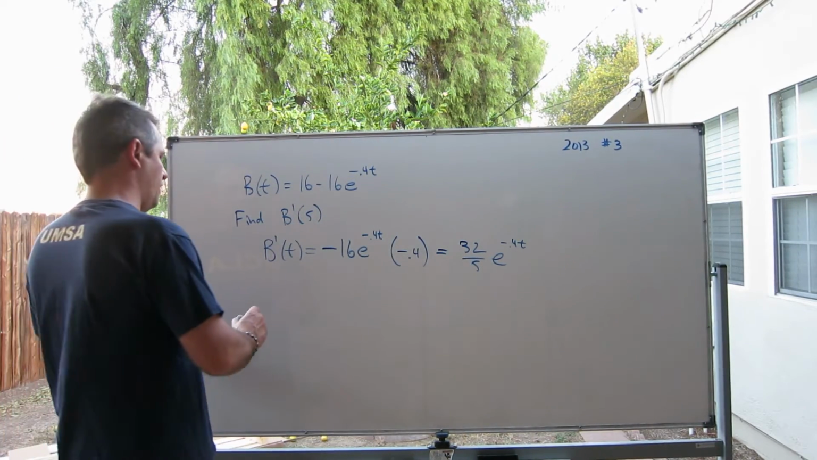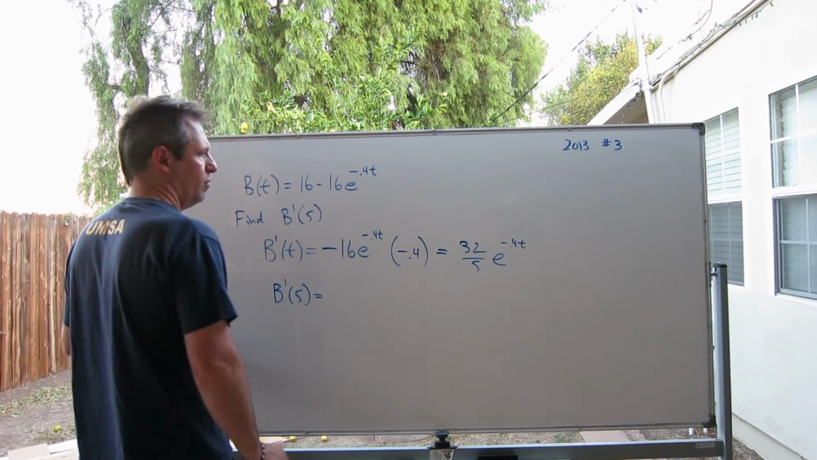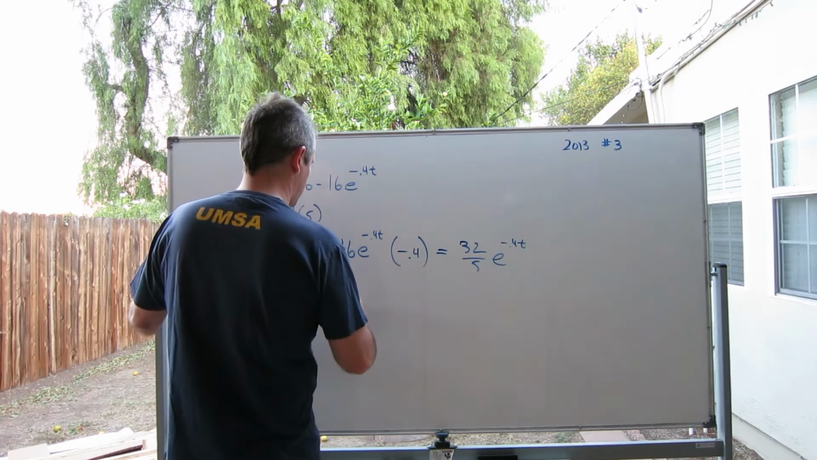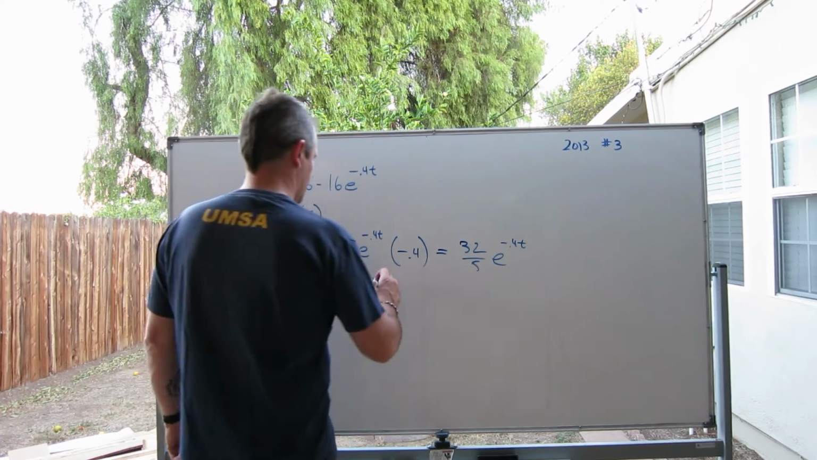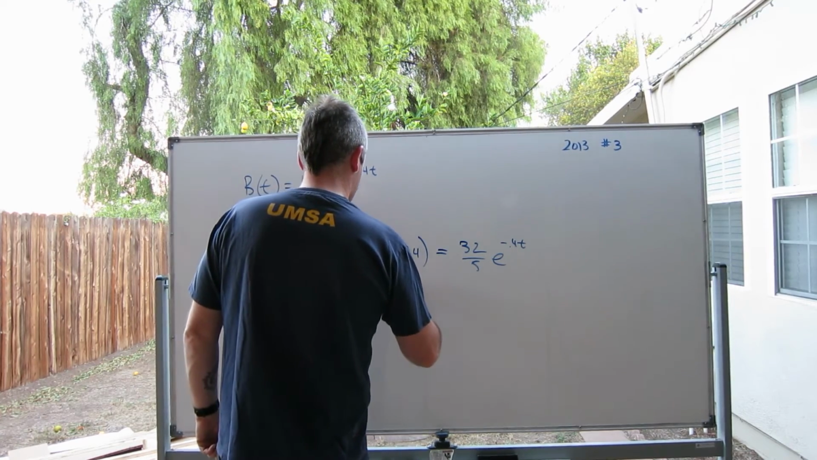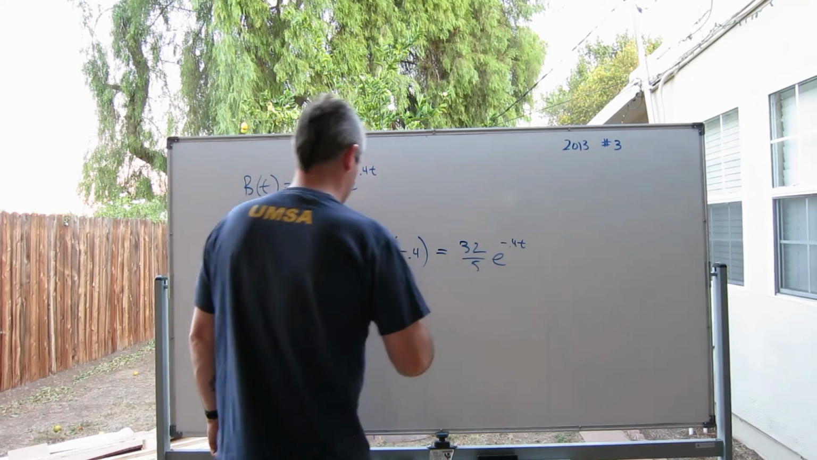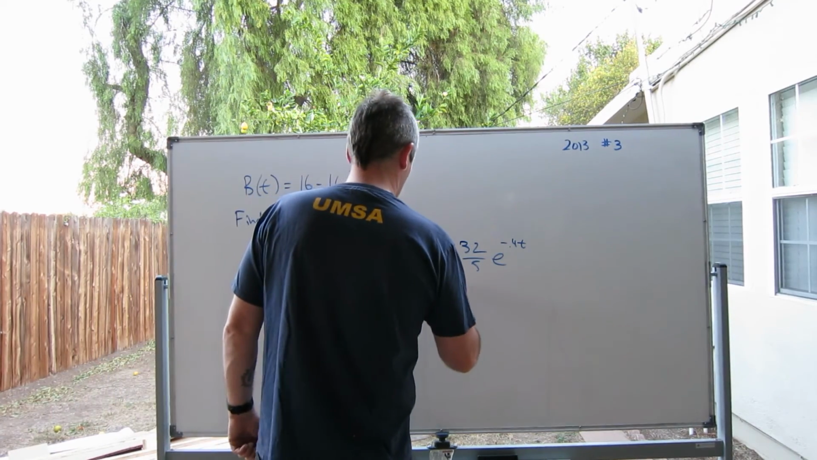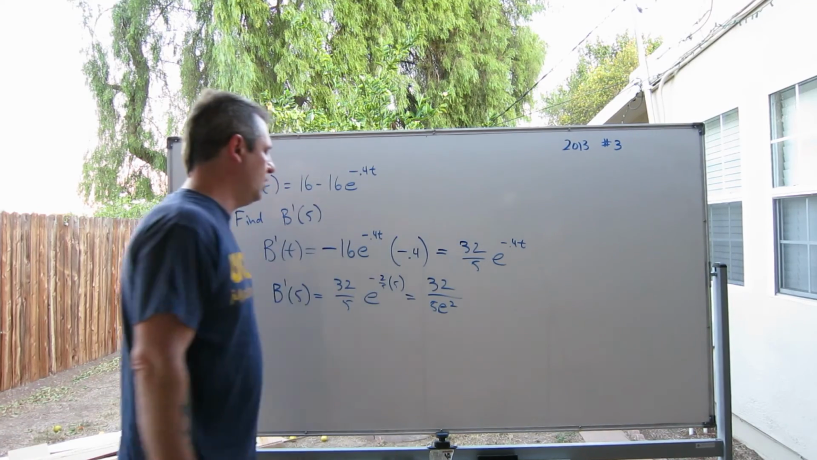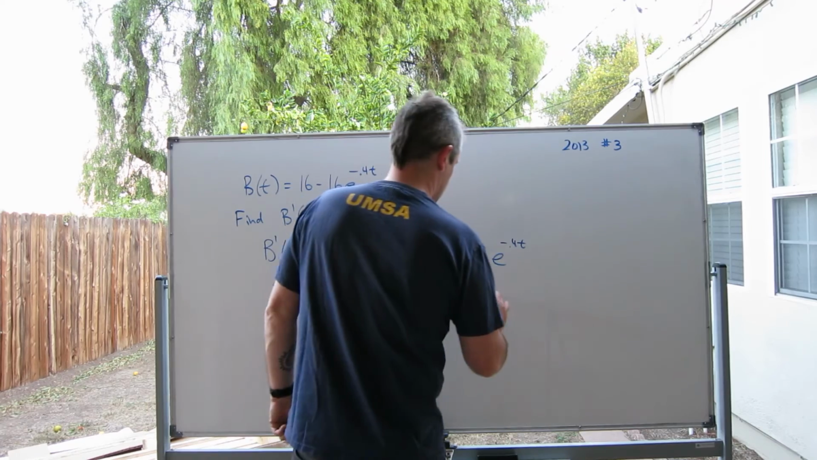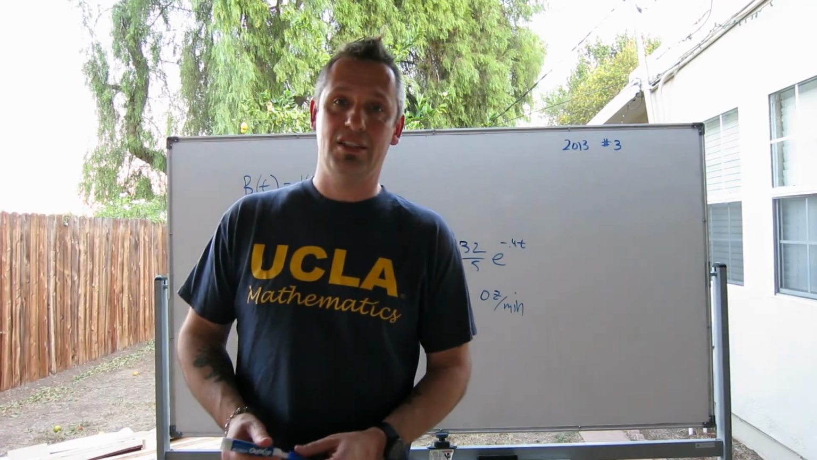I can now plug in 5 into this. So b prime of 5, which is what they're asking me for, will equal 32/5 times e to the negative, so this is 2/5 times 5, so e to the negative 2. So this is 32 over 5e squared. And the unit for this would be in ounces per minute. It's an instantaneous rate of change, and that's my final answer.